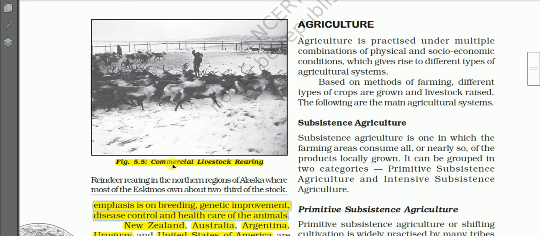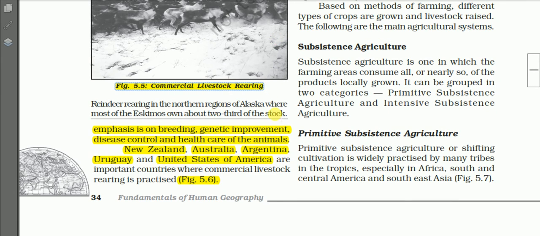Here, figure number 5.5 shows a scene of commercial livestock rearing in Alaska, USA. I think you may be seeing reindeers, and you may be seeing fencing also. About the areas, New Zealand, Australia, Argentina, Uruguay, and the United States of America are important countries where commercial livestock rearing is practiced, and figure 5.6 depicts the same.